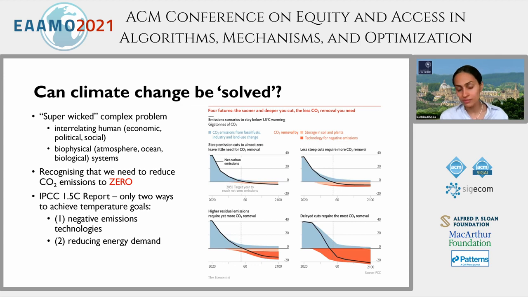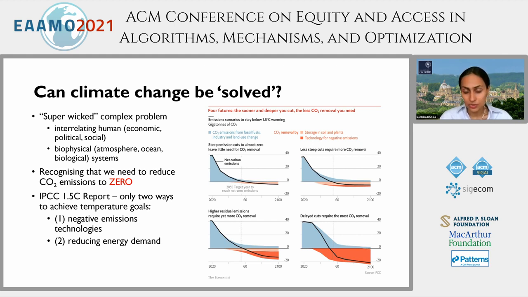So these problems are economic, political, and social. At the same time, they're also biophysical. They involve the atmosphere, the ocean, and biological systems, and they're so complex, with all these different variables, that they become very difficult to think through in terms of solutions. What we do know is that we need to reduce CO2 emissions to zero.